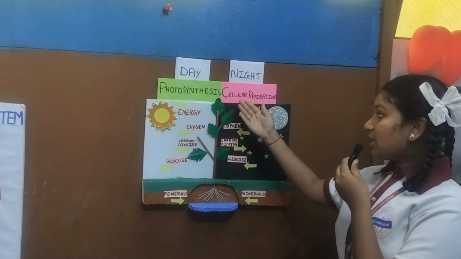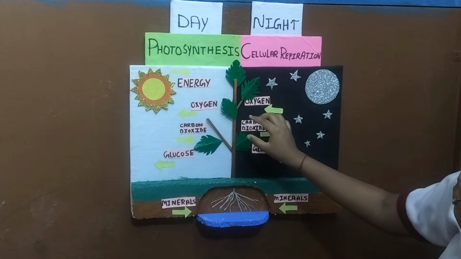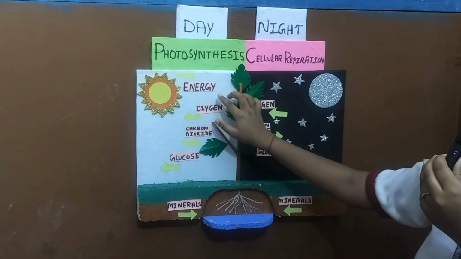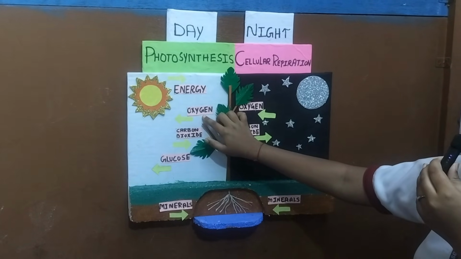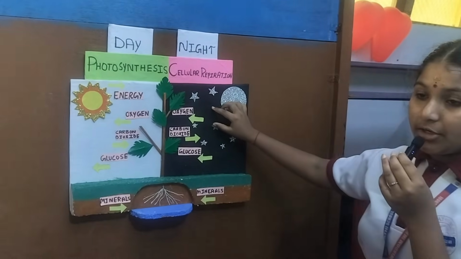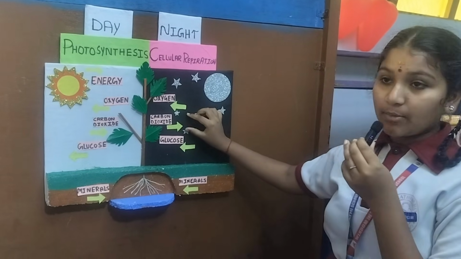Sir, my name is Lasvia. I am studying 8th class. Today my topic is photosynthesis and cellular respiration. During the day, the plant takes sunlight energy and carbon dioxide and releases oxygen and glucose, and during the night, plants take oxygen and glucose and release carbon dioxide.